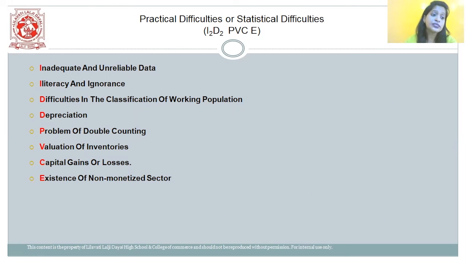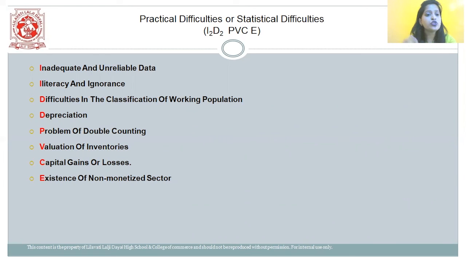Next one, students, is depreciation. It is really difficult to get a standard depreciation method. So depreciation also keeps on changing. Here the depreciation amount differs for every firm. Next one, you have the problem of double counting. The final product of one individual is the raw material for the other. So it always leads to the problem of double counting.